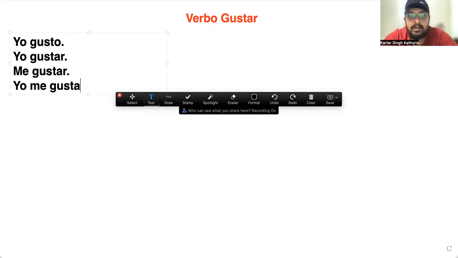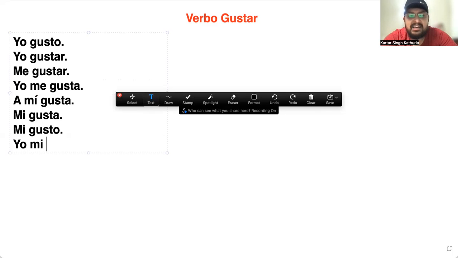yo me gusta, a mí gusta, me gusta, me gustar, mi gusto, yo me gusto. These are incorrect ways of saying it, because most of the students write in this way, right? So we are going to learn what are the correct ways of using the gustar verb.